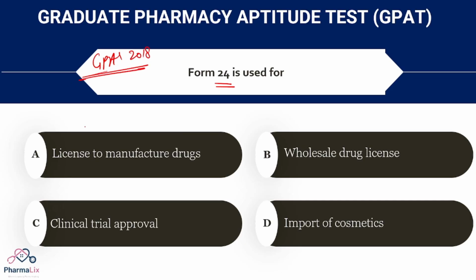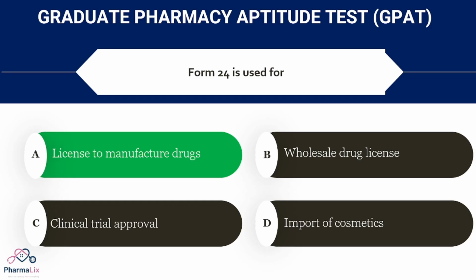So Form 24 is used for license to manufacture drugs, wholesale drugs license, clinical trial approval, or import of cosmetic. So the correct answer would be license to manufacture drugs. So Form 24 is for the manufacturing of drugs. It is for the license to manufacture the drugs.